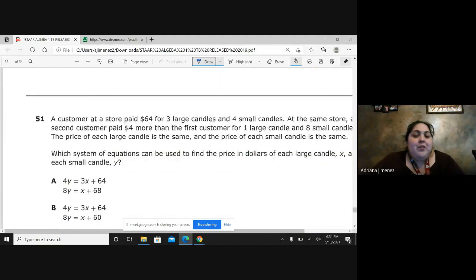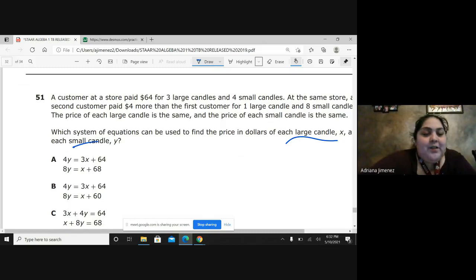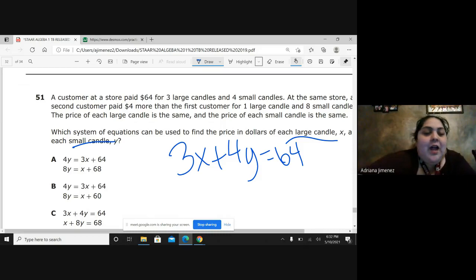All right, 51 right here, all we're doing is writing the equation. We're not solving. So we go over here and we notice that, hey, X represents the large, Y represents the small. So they bought 3 large plus 4 small. Why am I using addition? Because you're adding, you're buying these things. So when they're scanning them, they're adding the totals. And this is 64. So I cross out the ones that don't have that.